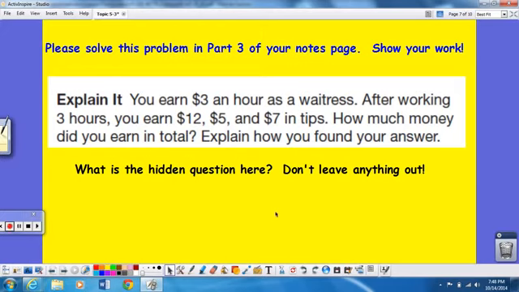It says, you earn $3 an hour as a waitress. After working 3 hours, you earn $12, $5, and $7 in tips. How much money did you earn in total? Explain how you found your answer. What I'd like for you to do is to make sure that you show me what your hidden question is. The hidden question is usually a question you have to answer first before you can even work the problem it's asking you to work. So if you'll go ahead and do that now and pause the video, you can start it back up when you're finished.